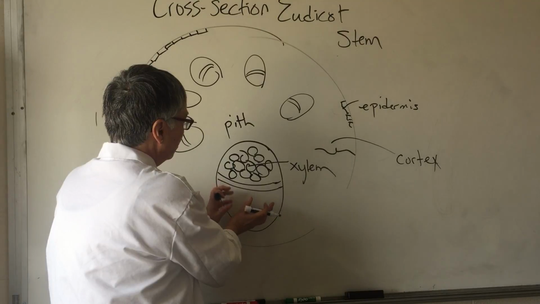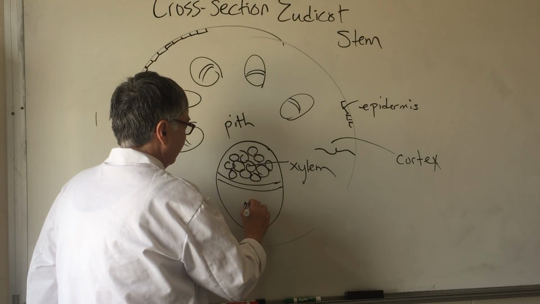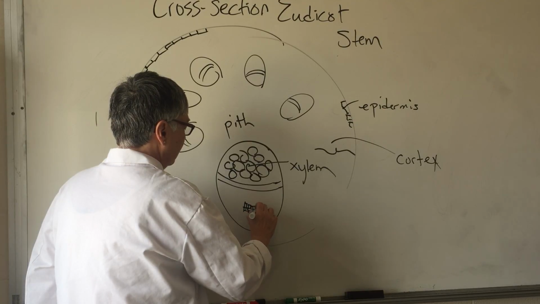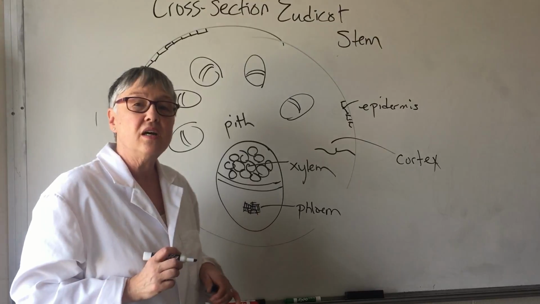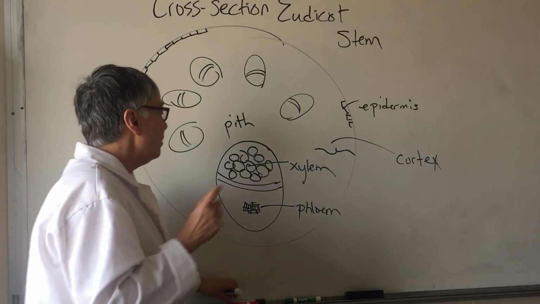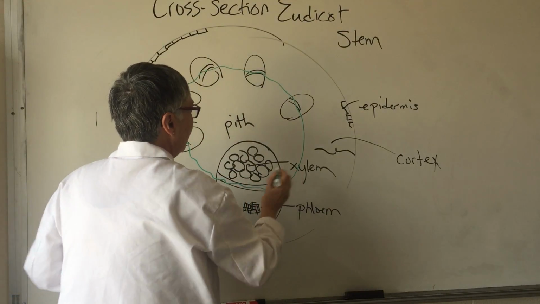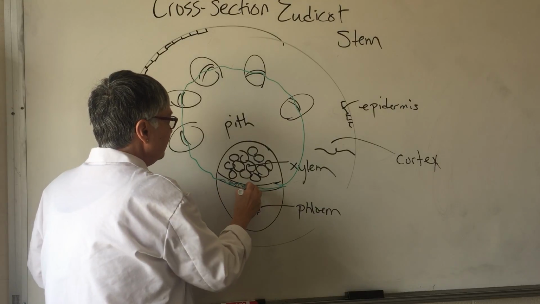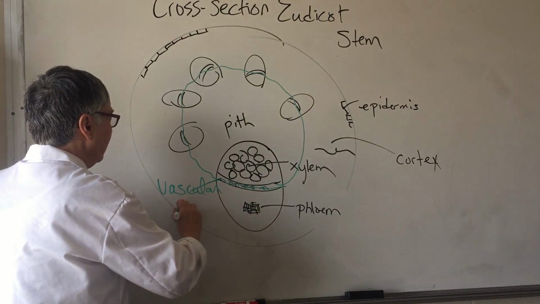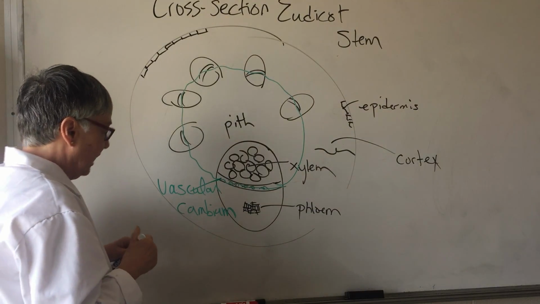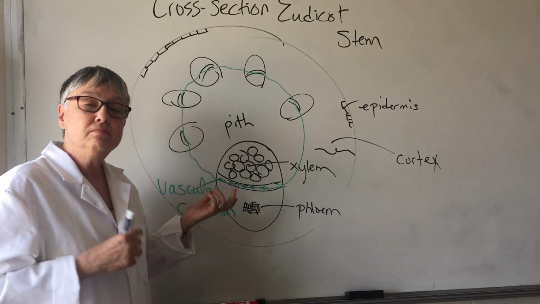In the portion of the bundle that faces toward the outer part of the stem are smaller cells that make up the phloem tissue. So these are cells that are going to transport sugars. Now, between the two, it actually extends all the way around here, I'm going to draw it in green, is a very thin layer of cells that is called the vascular cambium. And these are cells that are able to divide and give rise to xylem and phloem.